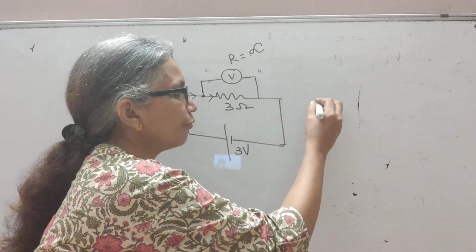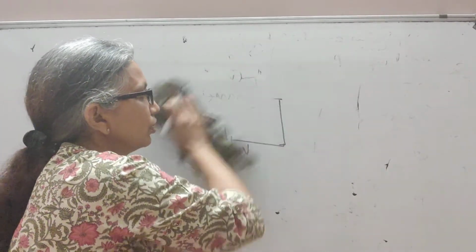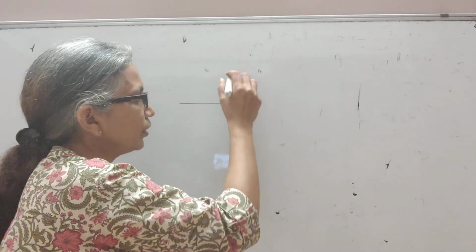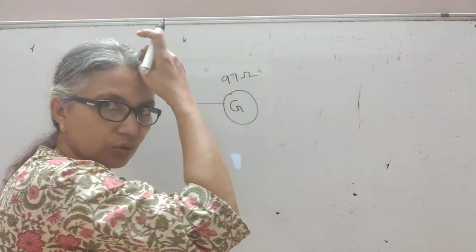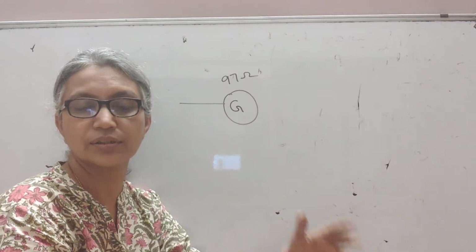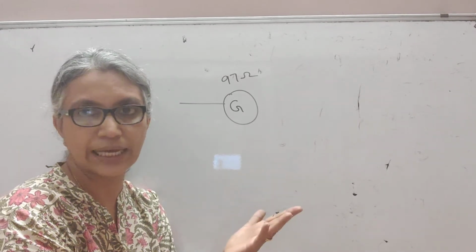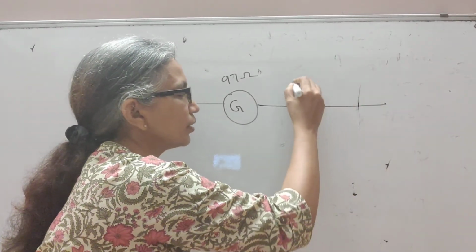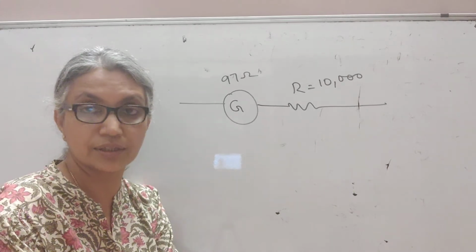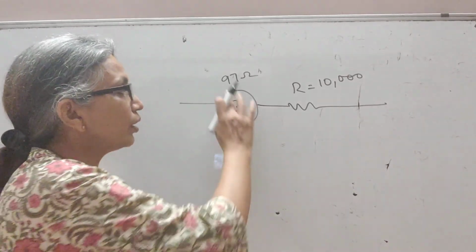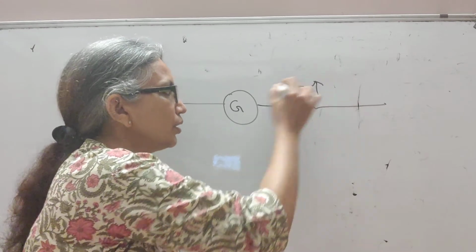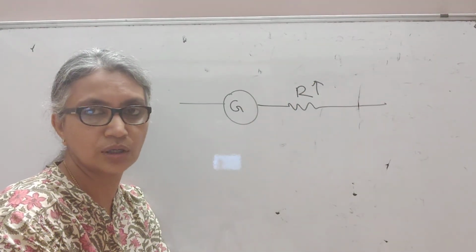Okay. So now suppose you want to convert your galvanometer to a voltmeter. Let's say this was a 97 ohm. So you want the effective resistance to increase. If you want your effective resistance to increase, you should connect another resistance in series to this, so that the effective will get added up. So for example, suppose you connect a higher resistance, let's say R equal to 10,000. You will now get an effective resistance of 10,097. You have increased the resistance to a large value. So how do you convert a galvanometer to a voltmeter? By simply connecting a high resistance in series to the galvanometer. Then you would have converted that to a voltmeter.